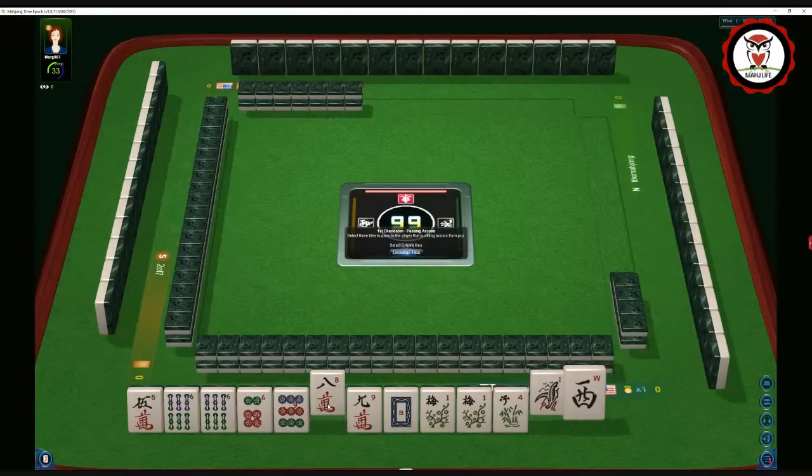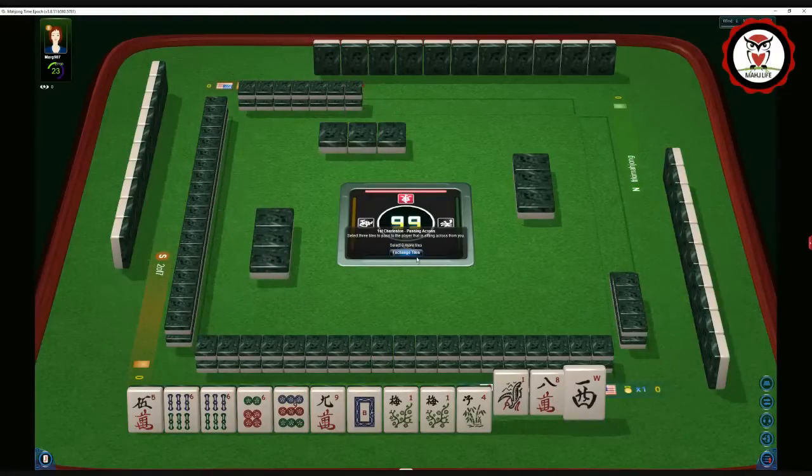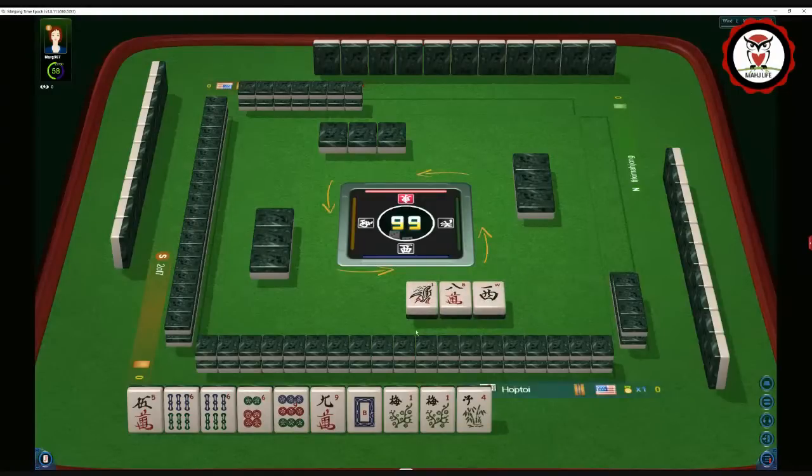I think 8 would be a good discard for these other tiles. That would be a really nice pass right there. A little number in one suit, big number in the other suit, and then a wind. And then also we have an odd and an even. That's like the best pass you can do.